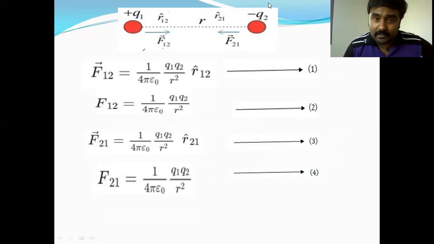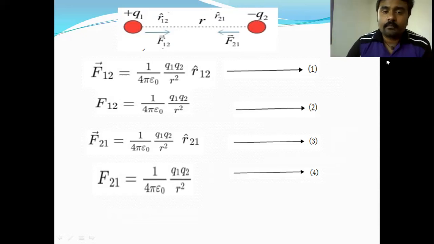At the same time, the force acting on minus Q2 due to plus Q1, that is the F21 vector. The F21 vector is the force acting on minus Q2 due to plus Q1, and that is also an attractive force. Due to plus Q1, minus Q2 experiences the attractive force. So that direction can be determined by using the unit vector R21 cap. R21 cap is a unit vector that indicates the direction of the F21 vector, directed from minus Q2 to plus Q1.